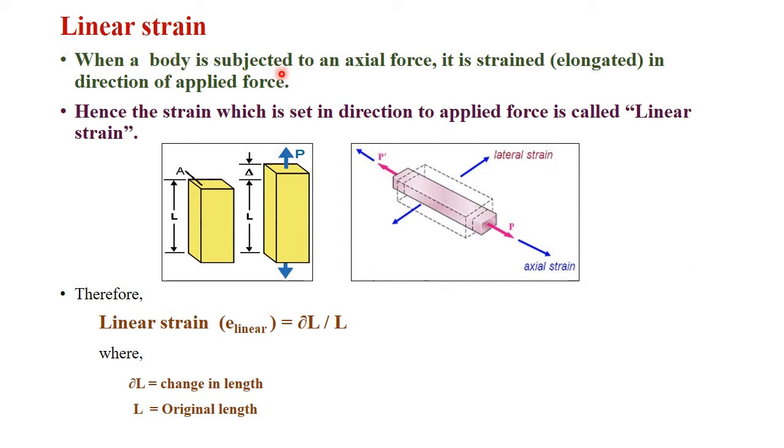When a body is subjected to an axial force, it is strained or elongated in the direction of the applied force. Hence, the strain which is set in the direction of the applied force is called linear strain. As we can see in this figure, when two equal and opposite forces stretch this body, its length is going to increase. So the linear strain is equal to delta L upon L, where delta L is the change in length and capital L is the original length.